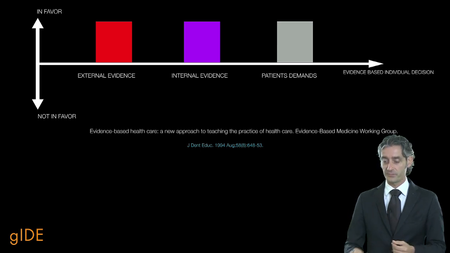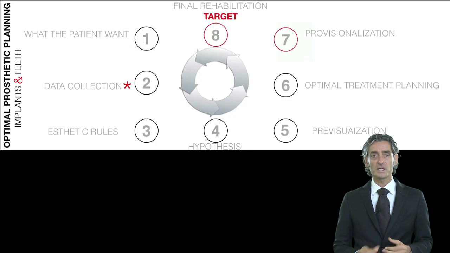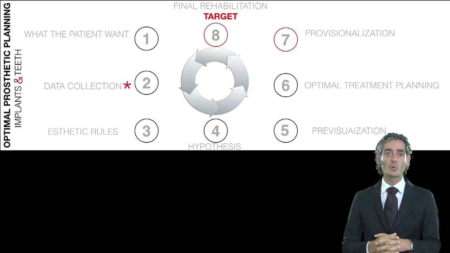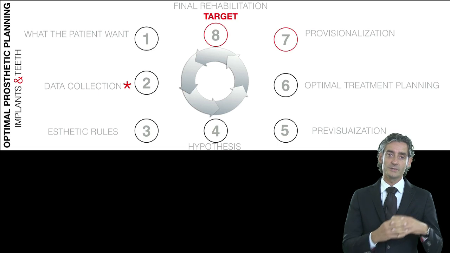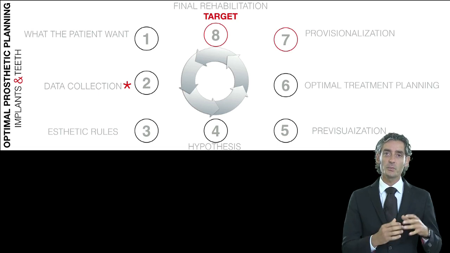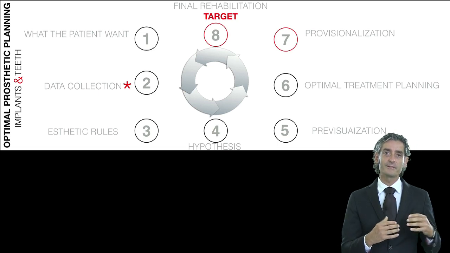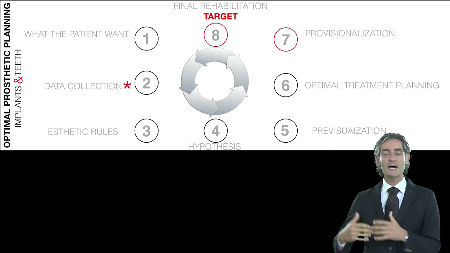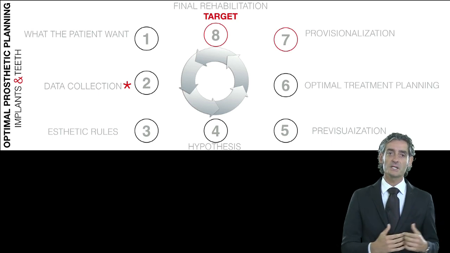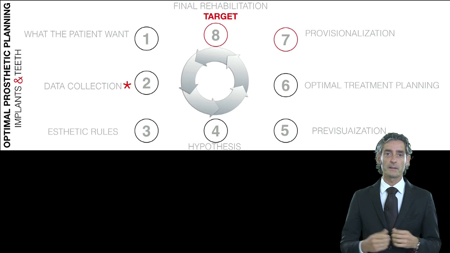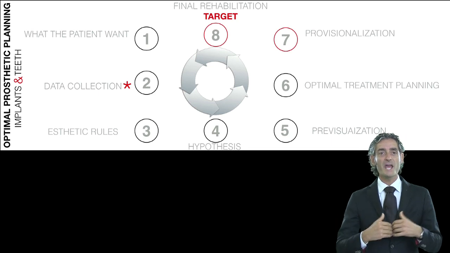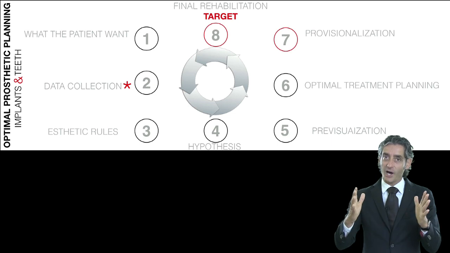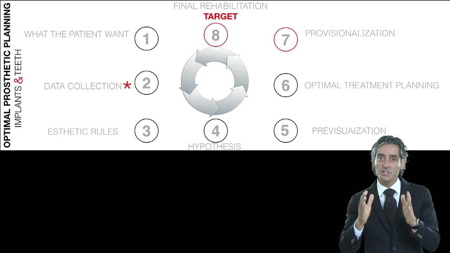We can understand what the patient wants, and with this approach, we can really create evidence-based health care for the patient. After that, we can start to evaluate a circle that starts from what the patient wants to the data collection. In the data collection, we will have the model, the face bow, or we can evaluate the muscles, the TMJ, and the aesthetic rules as well. And our hypothesis of treatment is something different.